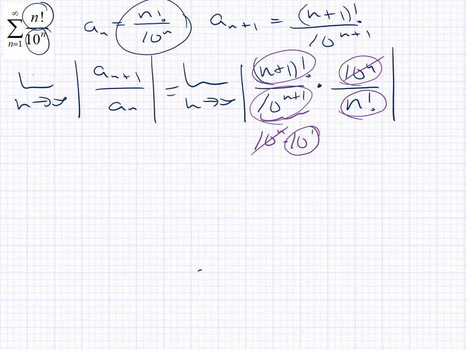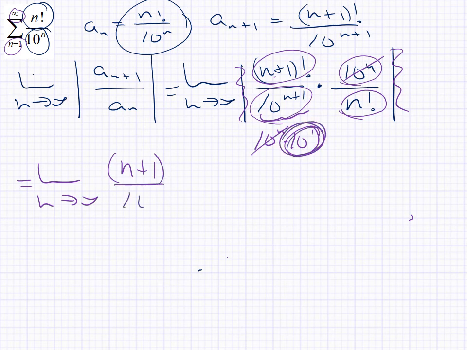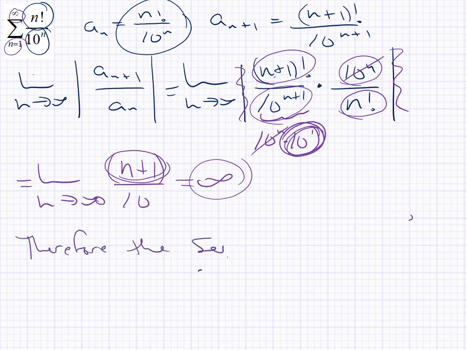So what do I have here? I have the limit as n goes to infinity of, I don't really need the absolute value because everything's positive in this case. N goes from 1 to infinity. N plus 1 factorial over n factorial would give me n plus 1 left in the numerator. I'd have a 10 left in the denominator. And as n goes to infinity, this numerator is going to go to infinity, sending the whole thing to infinity. The ratio test said if you get infinity for this limit, then the series diverges. So therefore, the series diverges by the ratio test.